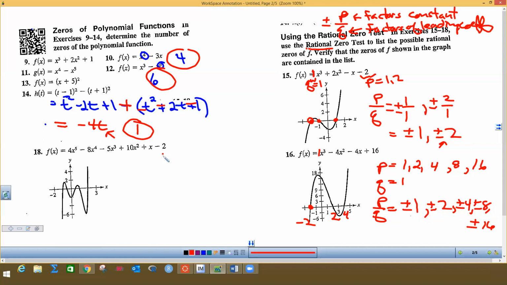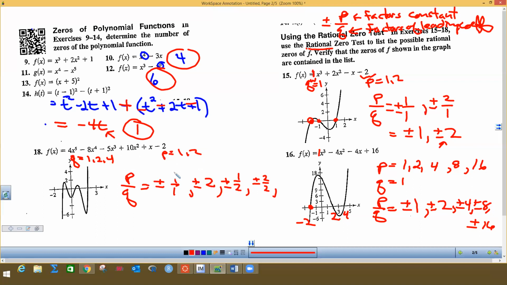18 is the last one I'm going to do. Again, P is this one. So the factors of 2 are only 1 and 2. And then the Q's are 4. The factors of Q are 1, 2, and 4. 1 times 4 is 4, 2 times 2. So now I got to take and put 1 and 2 over all of these. So your P over Q's are going to be positive, negative, that 1 over 1. Then positive, negative, that 2 over 1. Then positive, negative, this 1 over 2. And then positive, negative, this 2 over 2.